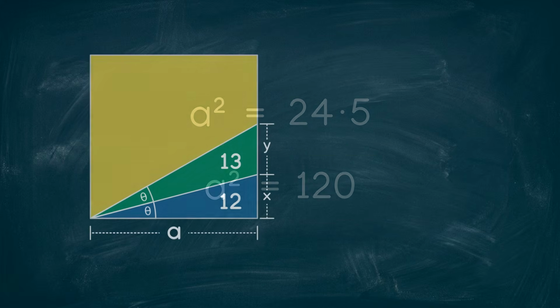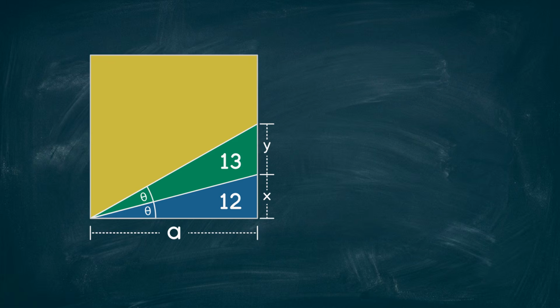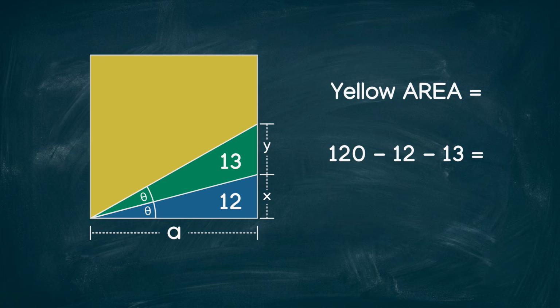A squared is the area of the square, so the area of the yellow region is 120 minus 12 minus 13 equals 95 square units.